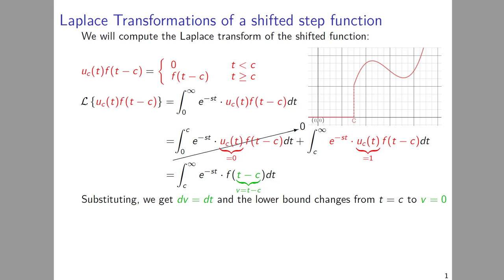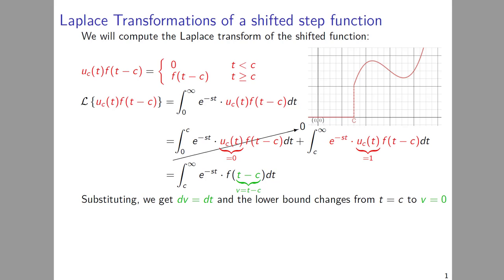Doing this, we get that dv is dt, and the lower bound will change from t equals c to v equals 0, since v is defined by t minus c. So when t starts at c, v starts at c minus c, which is 0. Our upper bound will be unchanged because as t goes off to infinity, v, which is t minus c, will also go off to infinity.